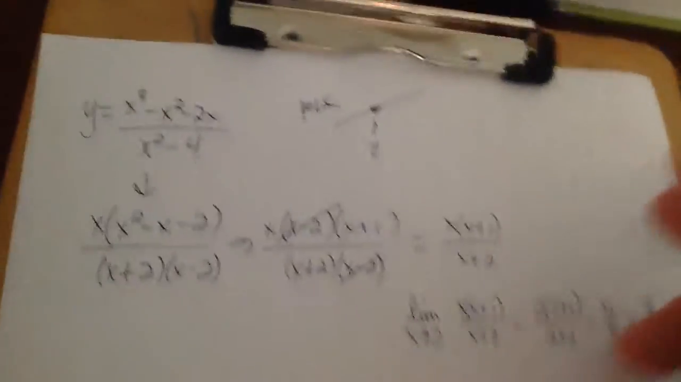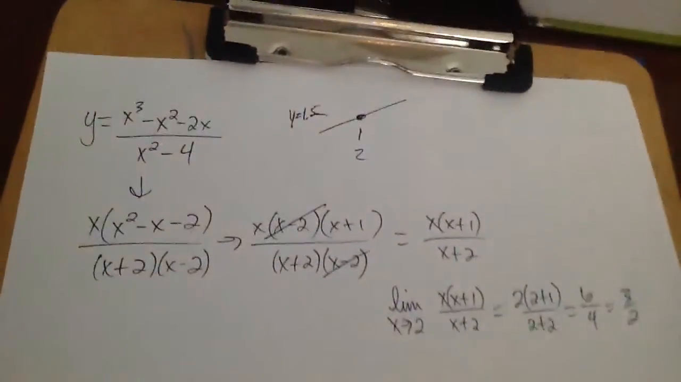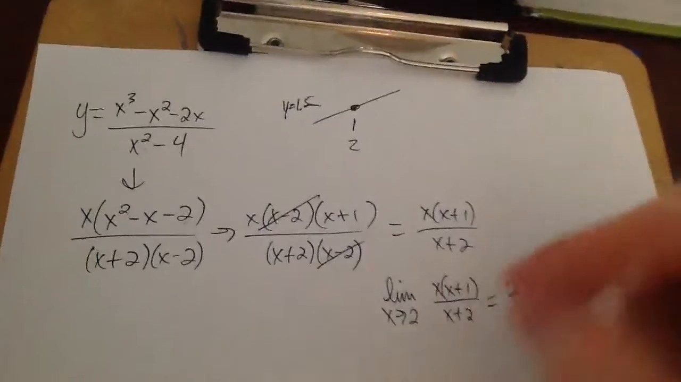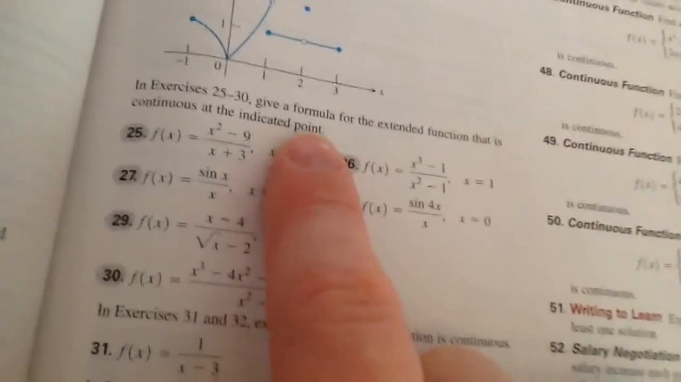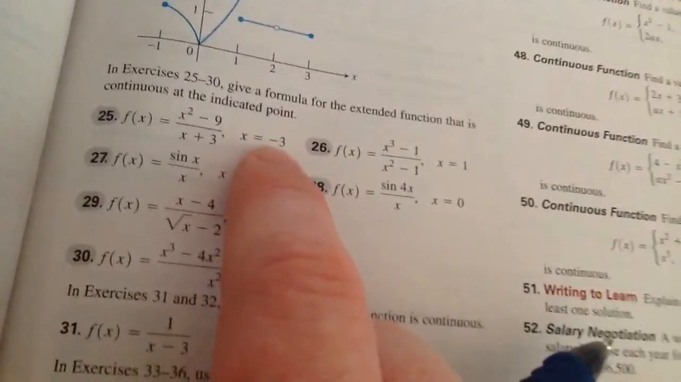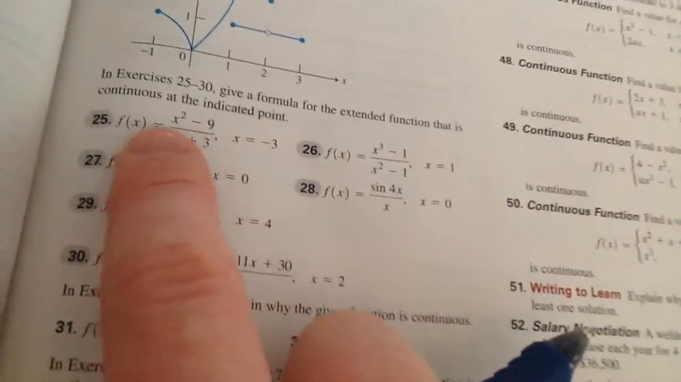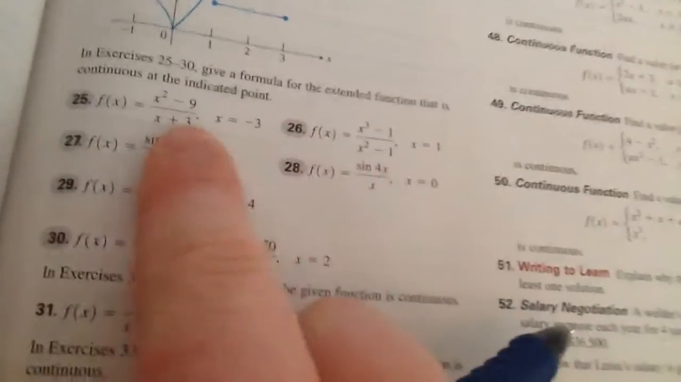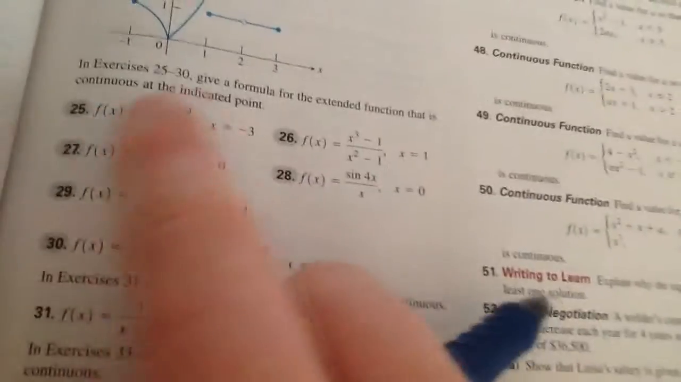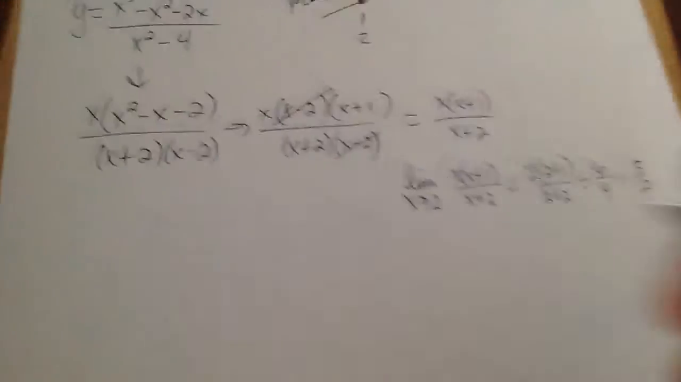So when the directions say, give a formula for the extended function that is continuous at the indicated point, as you'll have to do on these problems, they actually tell you where the discontinuity is. You don't have to look for it. Like on 25, it's at x equals negative 3, so you go to negative 3, figure out what y needs to be so that you can fill in the hole. Here, ours was at 2, we figured out y needed to be 1.5, so we need to fill in the hole. So my answer is just this.